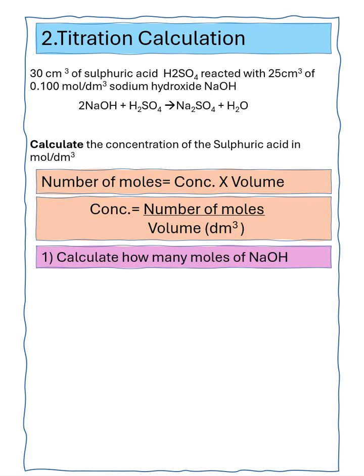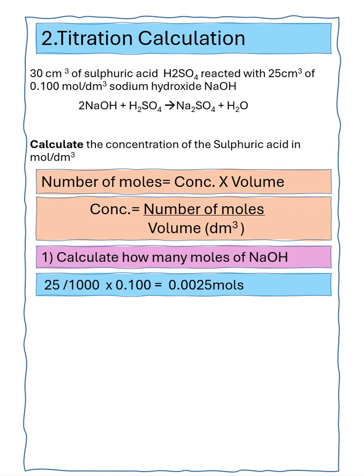First thing we've got to do is calculate how many moles of sodium hydroxide. So we're told that we've got 25 centimeters cubed, but we need it in decimeters cubed, so we've got to divide by 1,000. So it's 25 divided by 1,000 times by the concentration, which is 0.1, gives us number of moles of sodium hydroxide, 0.0025.